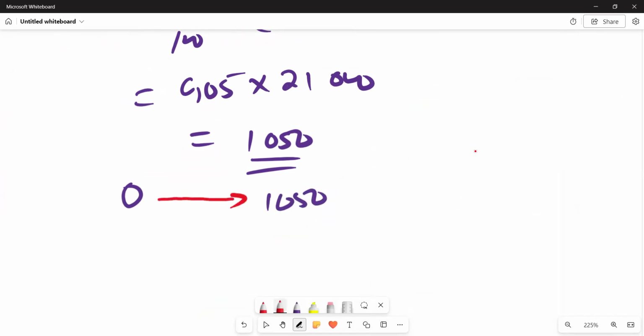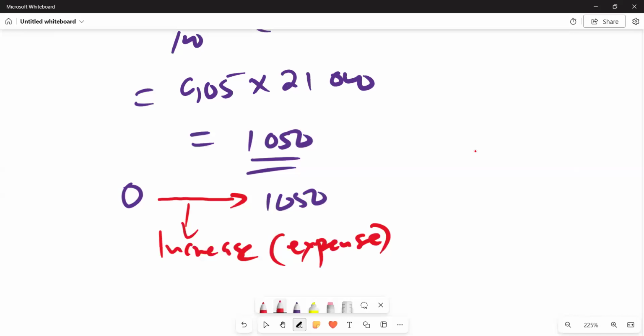So obviously, this depicts an increase. And we said if it's an increase, it's an expense. So we put in our profit and loss account, or in our income statement, under operating expenses, provision for credit losses 1,050. So 1,050 becomes the expense because this is an increase.